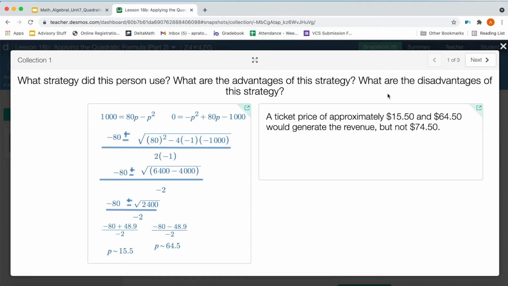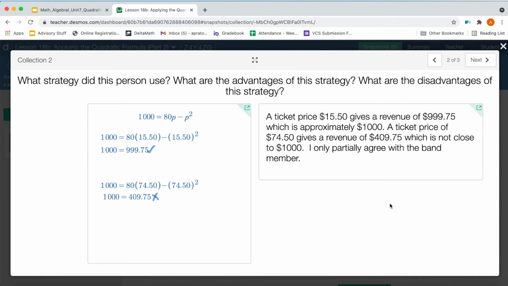The questions at the top of each of these slides with the snapshots ask students, what strategy did that person use? What are the advantages and what are the disadvantages? For this first one, where we're talking about using the quadratic formula, students should be able to identify that. The advantages are that we're going to get a really precise answer. We did start to round when we found the square root of 2,400, but we do get a very exact answer. That's going to help us to really identify if the solutions mentioned in the problem are actually true. The disadvantages are that it's going to take a long time. It can be really tedious. It's easy to make a small mistake.